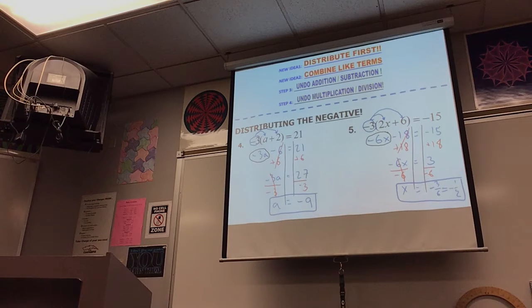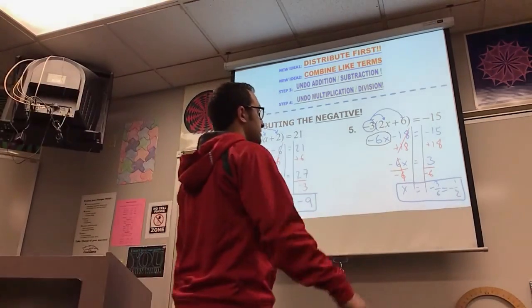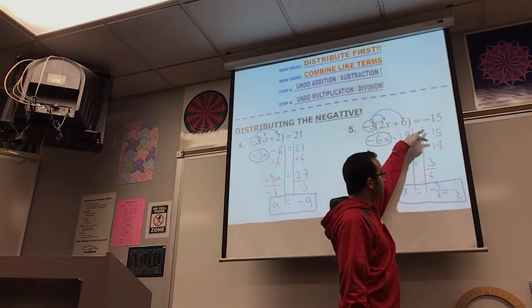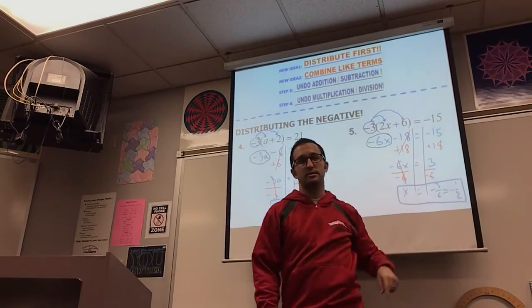-6 minus 18 equals -15. -15 plus 18 should be positive 3, because it's same sign positive. Right? Same sign add, different signs subtract.